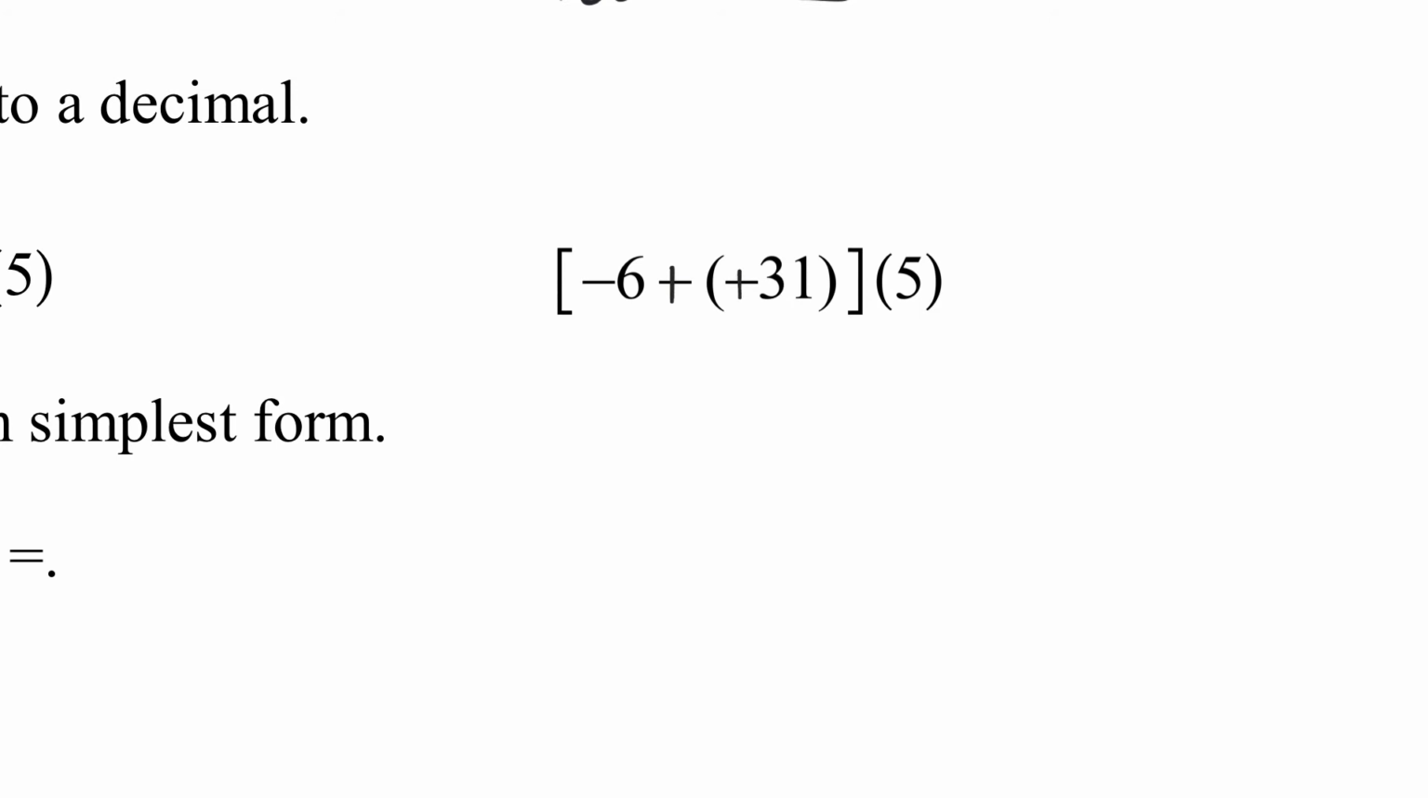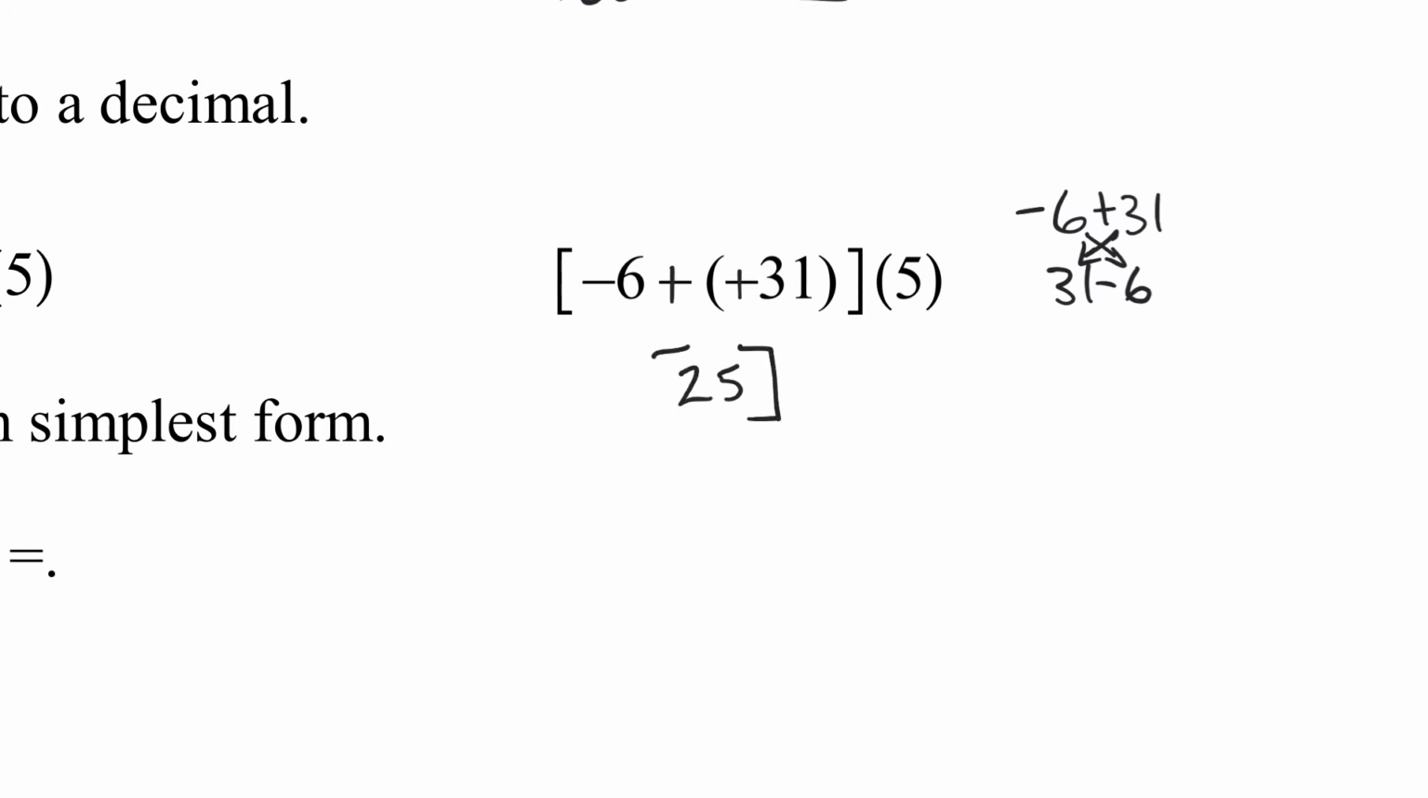So really we're looking at -6 plus 31. -6 plus 31 is the same thing as 31 minus 6, right? We can switch these. This can go over here, and this can go over here. 31 minus 6, that's 25.